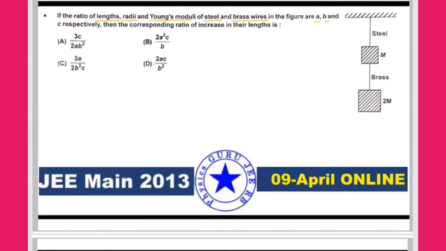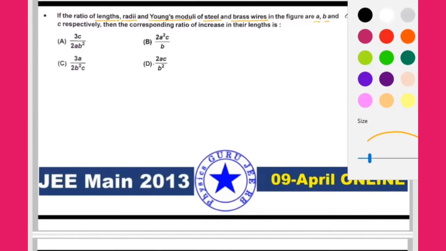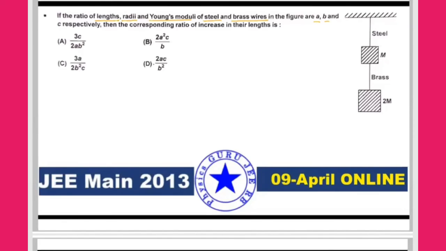So what are the ratios? First thing, let me write the given data. What is given? The ratio of lengths, radii, Young's modulus of steel and brass. That means two wires are there, one is steel and another one is brass. We'll separate. Let us take the length of steel wire as LS and length of brass wire as LB. Here radius is RS, here RB, and YS, and this is YB, right? This is clear.